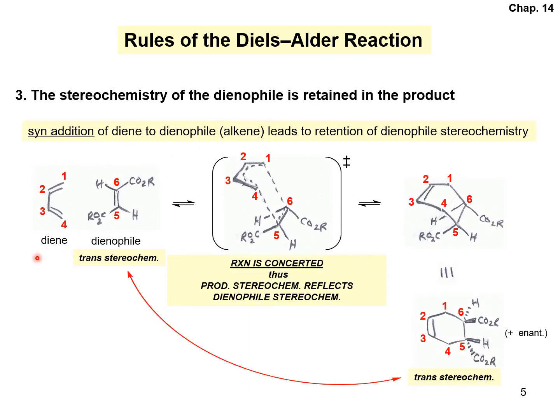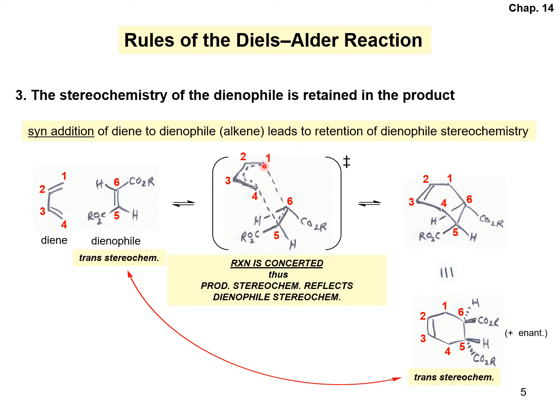The example that's shown here is 1,3-butadiene reacting with a dienophile which has substituents which are trans to each other. The reaction is concerted, which means bond making and bond breaking occur simultaneously, which means that there is no rotation around this bond, the bond between atoms 5 and 6. So if it's syn addition and the diene approaches one face of the dienophile in this transition state, remember this is a concerted reaction, so there are no mechanistic intermediates, but there is a transition state.